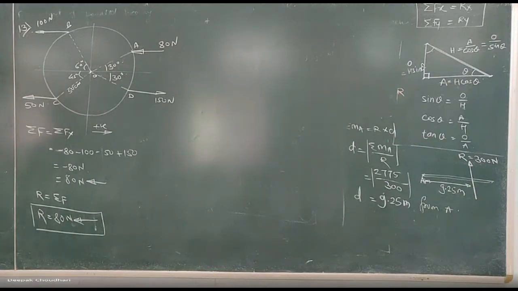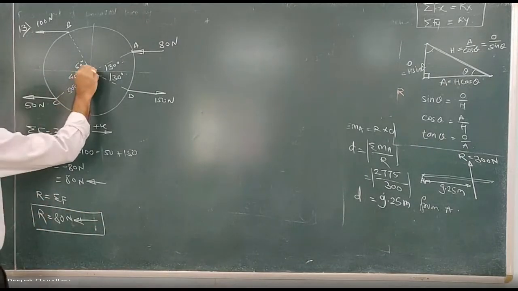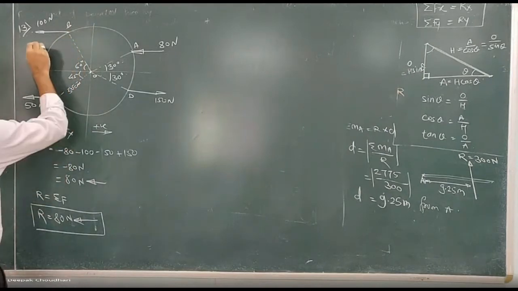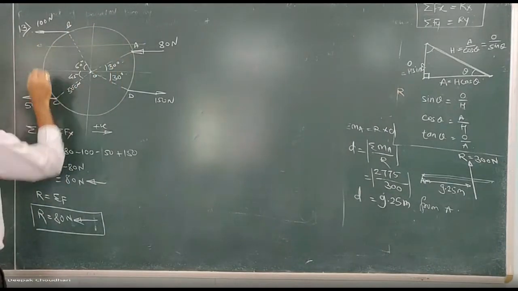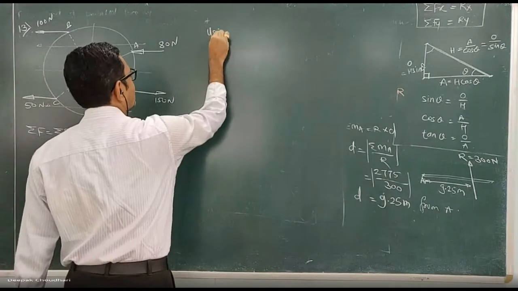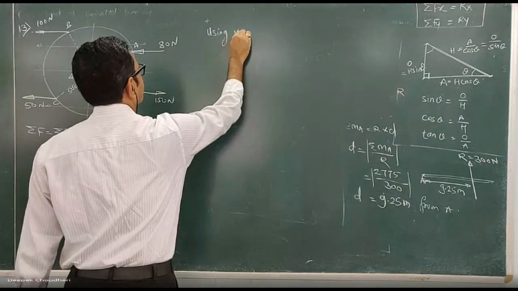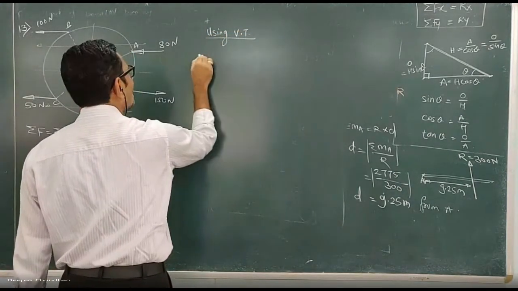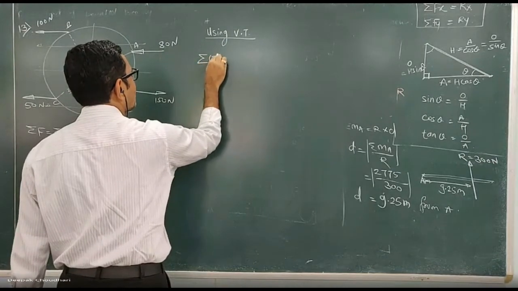Now we have to find out the position of this resultant. This resultant, which is horizontally towards left, will it come above O or below O, and at what distance? Clear? So that we have to find out now. And for that we have to use the Varignon theorem. Using Varignon theorem, since we have to find out the distance of the resultant with respect to O, let's take the moment of all forces about point O.